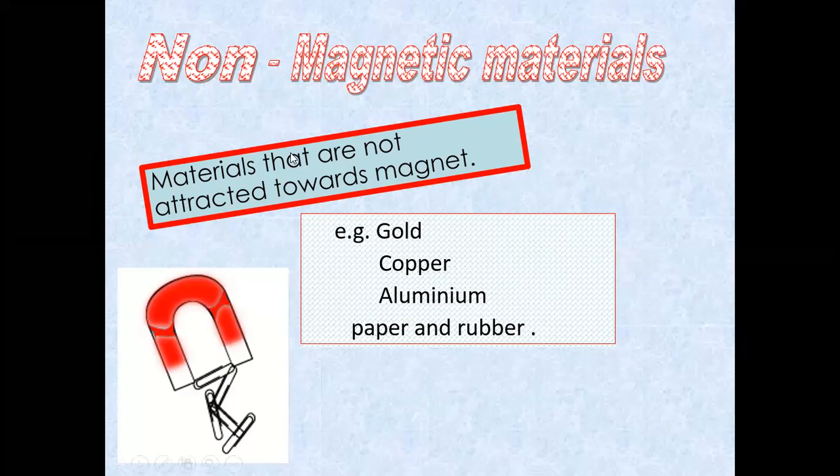Then we have non-magnetic materials. It's just the opposite of magnetic material. These materials do not get attracted towards the magnet. They do not get attracted towards the magnet. For example, gold, copper, aluminium, paper, and rubber. You can also give other examples like wood, plastic. They are also non-magnetic materials.